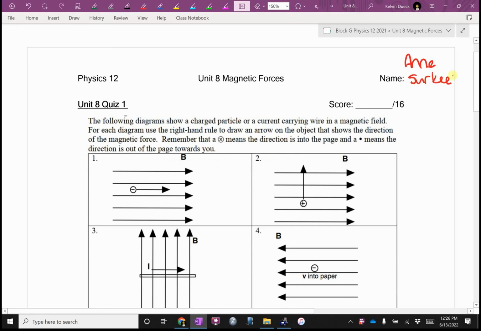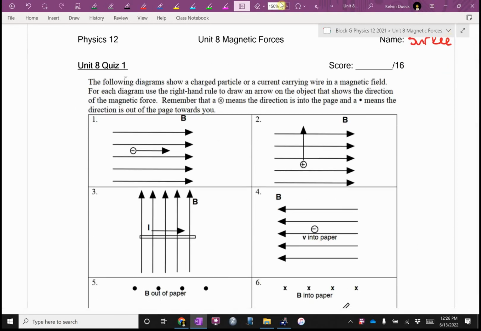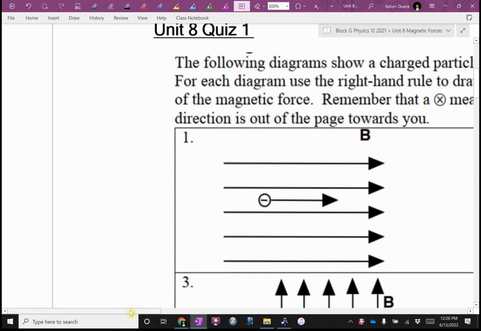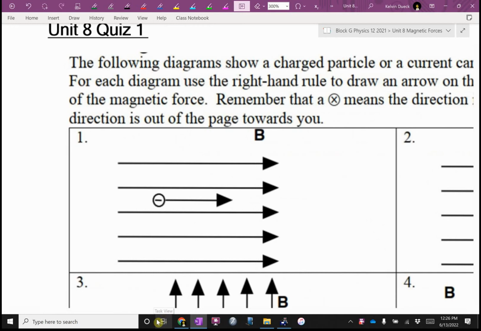Circuit. So it says, the following diagrams show a charged particle or a current carrying wire in a magnetic field. For each diagram, use the right-hand rule. You can show your directions by drawing an X to show into the page or a dot to show out of the page. Let me zoom in on each one of these. And if you're struggling with this, I strongly, strongly encourage you to follow along with me. Number one is a trick question.